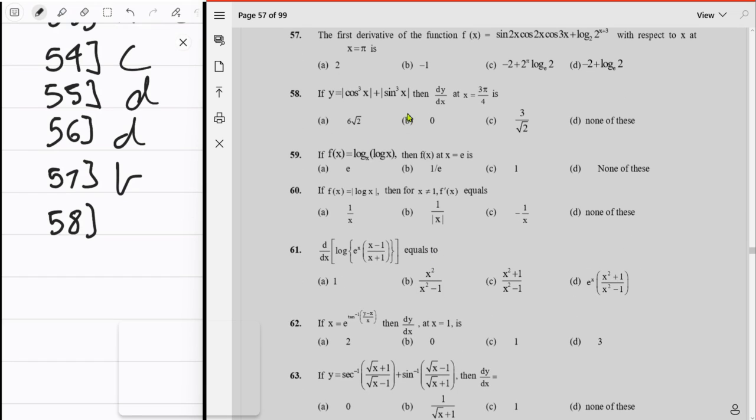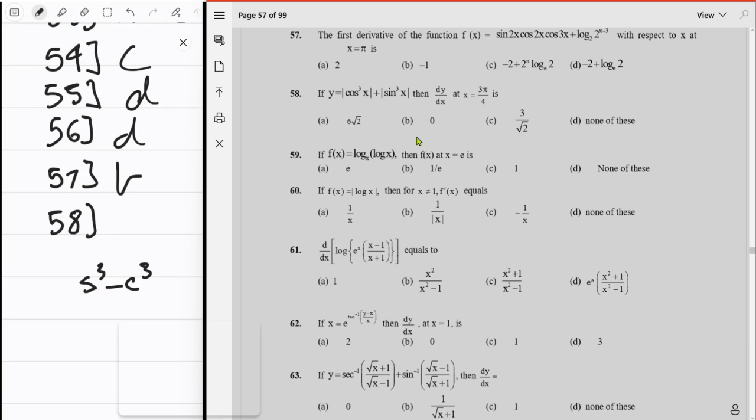If y equals mod of cosine cube x plus mod of sine cube x, then dy upon dx at x equal to 3 pi upon 4 is. In which quadrant is 3 pi upon 4? It's more than pi upon 2 and less than pi, right? So that means our cosine value is negative and sine value is positive. It's just sine cube minus cosine cube, basically.